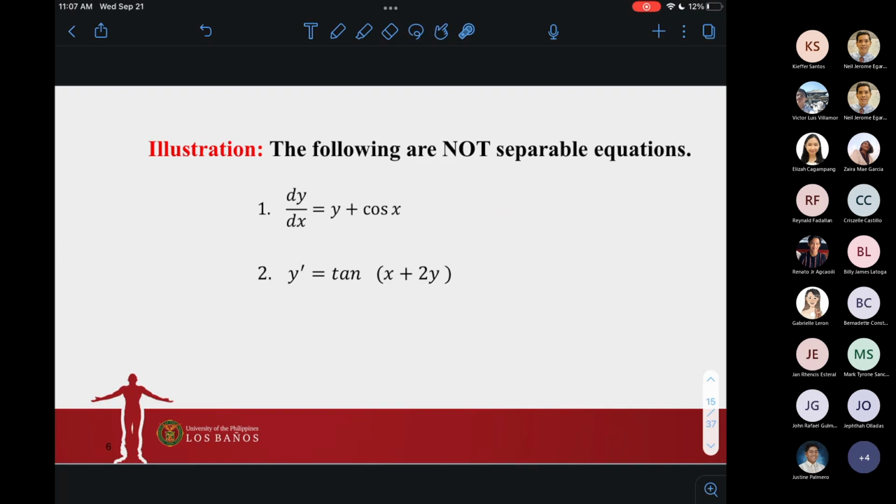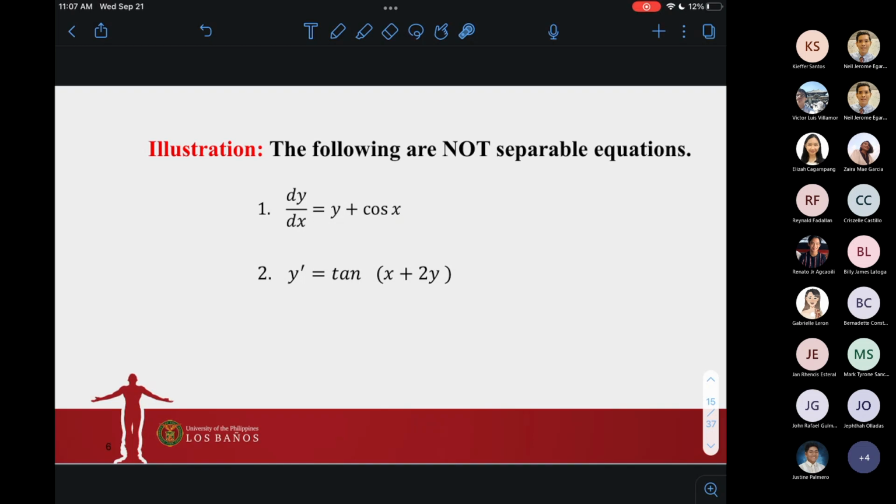So saan nga ba equal ang tangent alpha plus tangent beta? But if you expand it using that addition formula for the tangent, you will see meron pa ring factors na magkasama si x at saka si y. All right? So this is a non-separable differential equation.